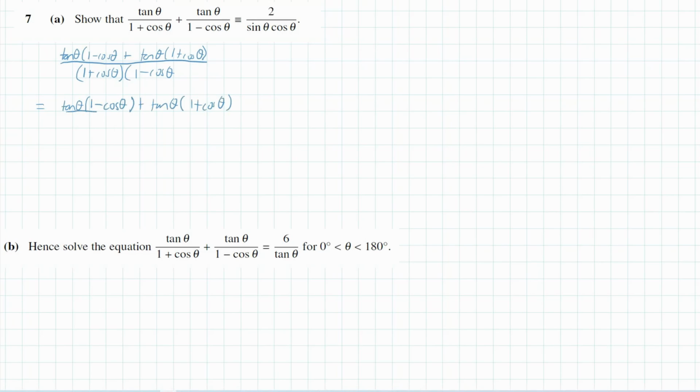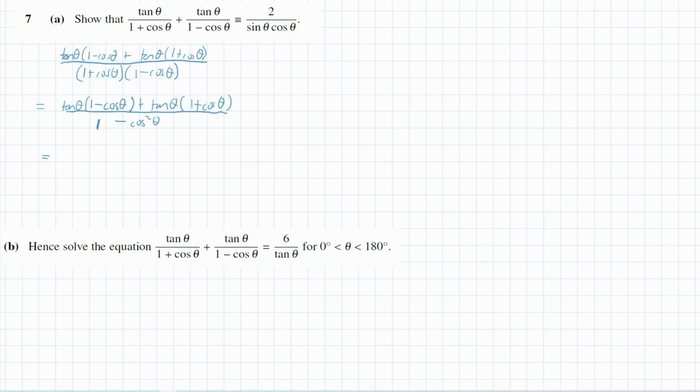So that's what I'm going to have there. And then on the bottom, I'm going to expand my brackets. And when I expand that, I'm going to get 1 times 1. Then I'll have minus cosine theta when I do this one, and then I'll have positive cosine theta. So they're going to actually cancel each other out. So then I'll just be left with 1 minus cosine squared theta. All right.